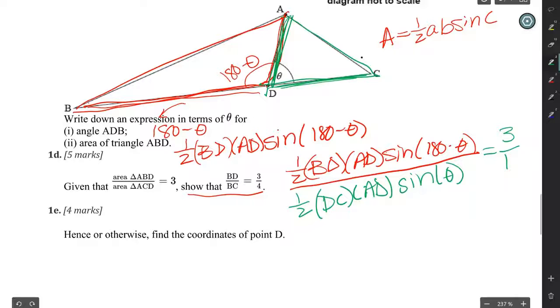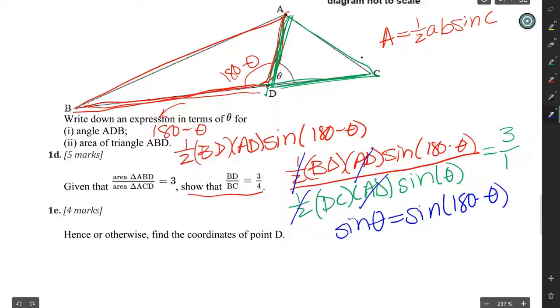Looking at this, since it's all multiplication, the 1/2s cancel, the ADs cancel. And if we think back to our unit circle and learning about our reference angles, we know that sine of theta is equal to sine of 180 minus theta. So therefore, those also cancel. So I'm left with BD over DC is equal to 3 over 1. Now, that's not what I'm trying to find, though. I need to show that BD over BC is 3/4.